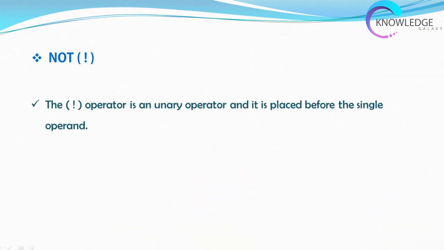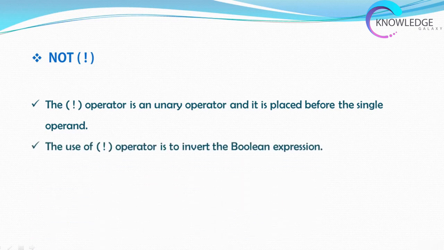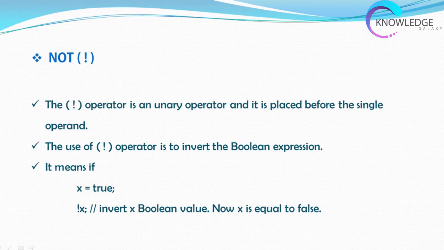Now, the third and last logical operator is NOT. The NOT operator is a little bit different from the AND and OR operators. The NOT operator is a unary operator and it is placed before a single operand. The use of the NOT operator is to invert the boolean expression. It means if x is equal to true, then using the NOT operator, you can invert its value by just specifying the NOT operator before the variable.